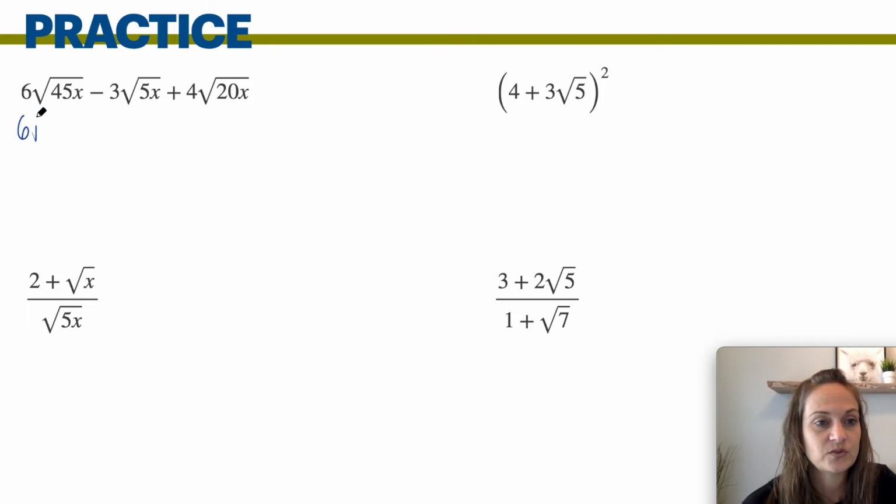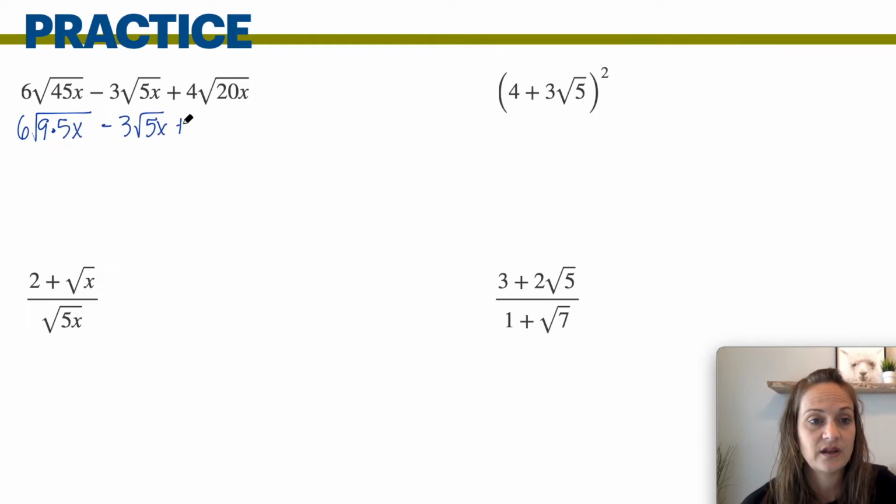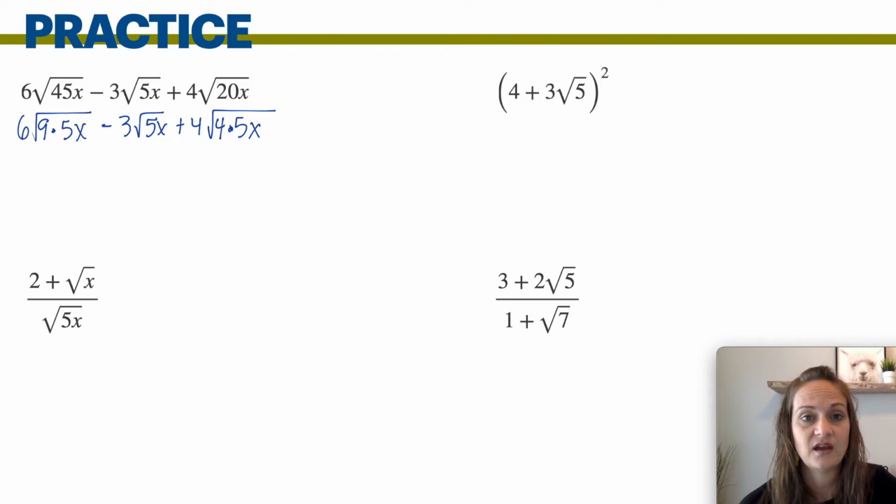Okay, for the first one, I need to reduce. The square root of 45 will give me 9 times 5x. I cannot reduce this next one, but the third one, I also can simplify into 4 times 5x. And I notice that they all have a 5x in the square root.